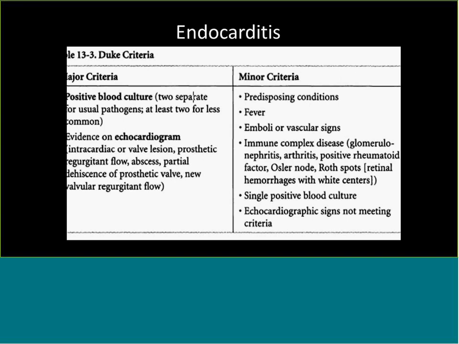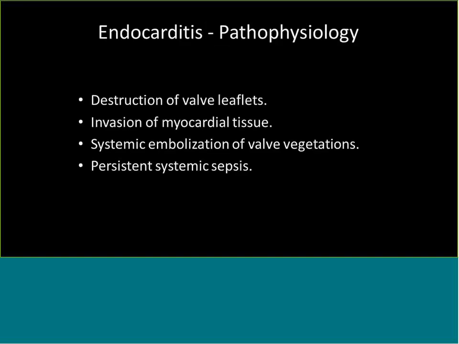I think the slide's out of order, so I don't know what's next. The next, though, is endocarditis. And so for diagnosis of endocarditis, we will use the Duke criteria, so major criteria, minor criteria. You guys are probably familiar with those. Positive blood cultures, evidence on echo, or other predisposing conditions, fever, embolic vascular signs, or those Osler's nodes, Roth spots, splinter hemorrhages, a still positive blood culture, and then echo signs that are abnormal but maybe don't meet the major criteria.